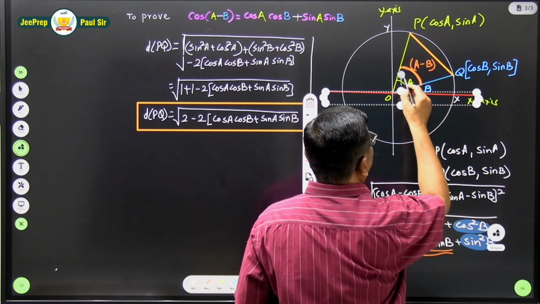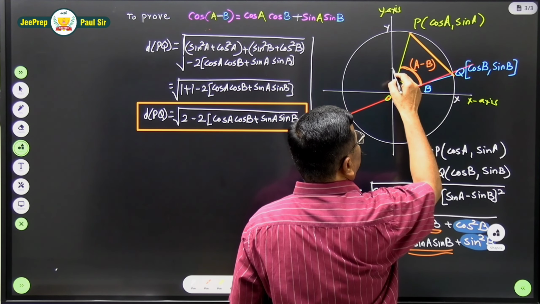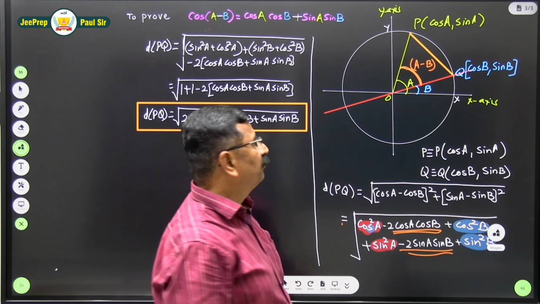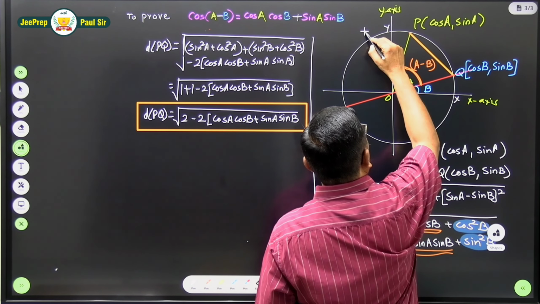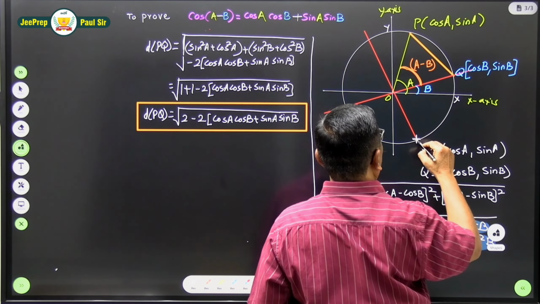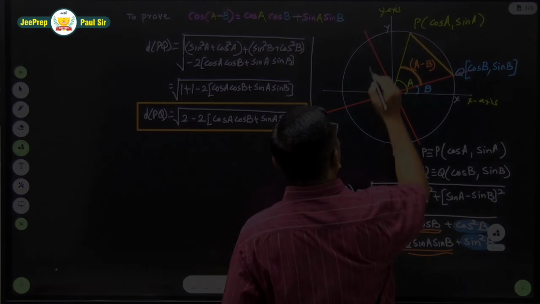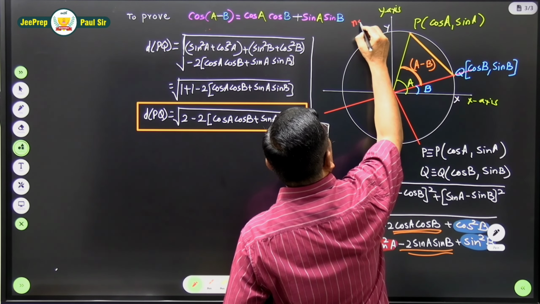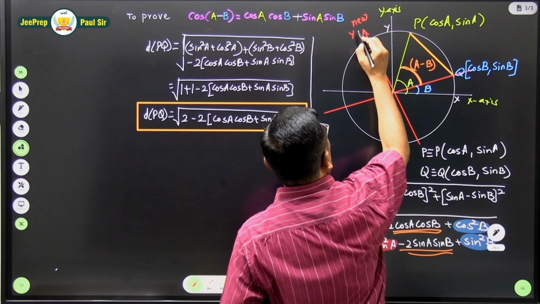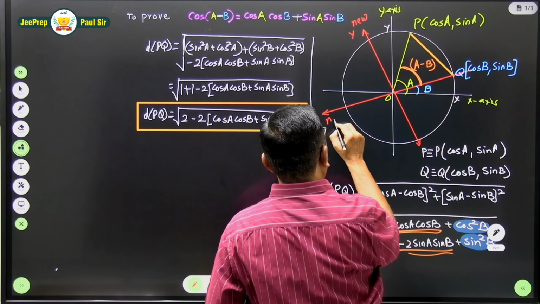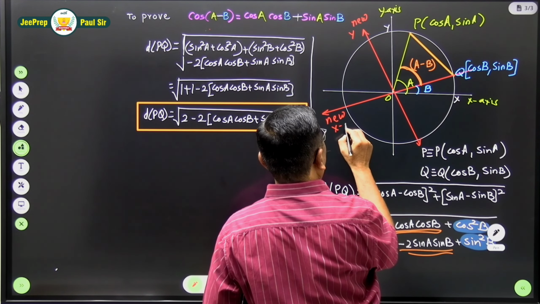And now this is the x-axis. I am rotating this x-axis so that it coincides with OQ. Now the y-axis will be perpendicular to this. So this is the new y-axis and this is the new x-axis.